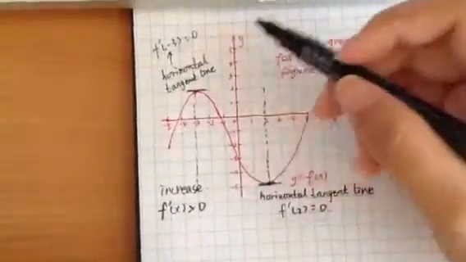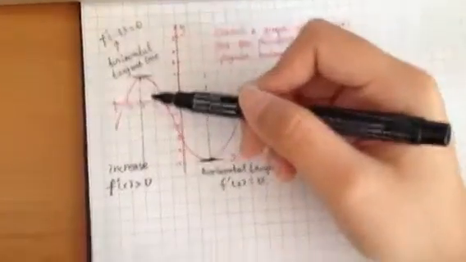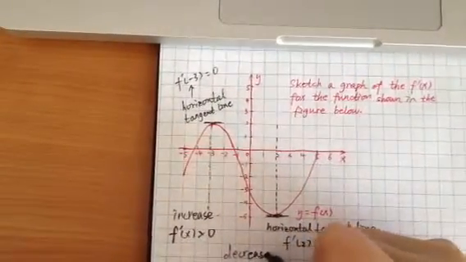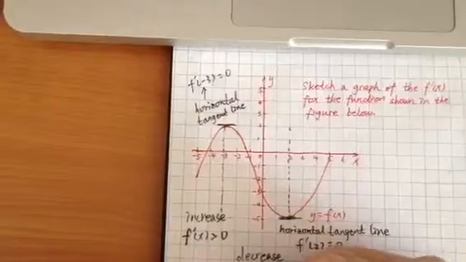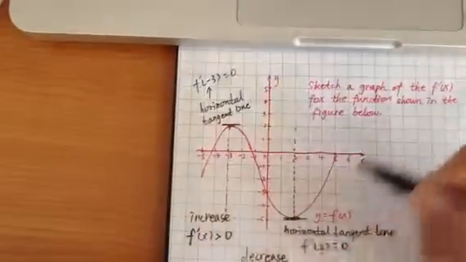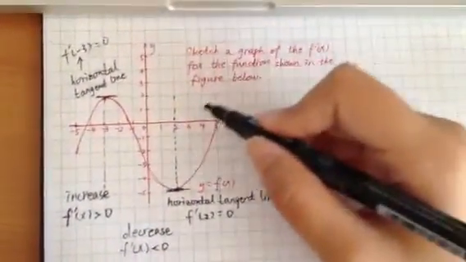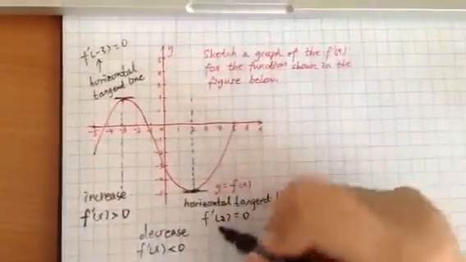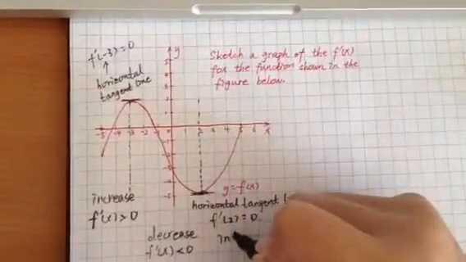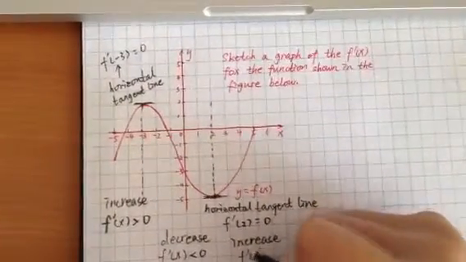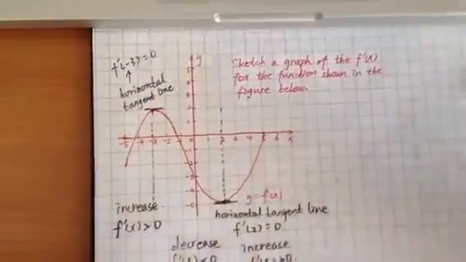But on the interval of -3 to 2, we found that the function is decreasing. So that f prime of x is smaller than 0. Then again, on the interval 2 to 5, the function is increasing. So again, f prime of x is greater than 0.